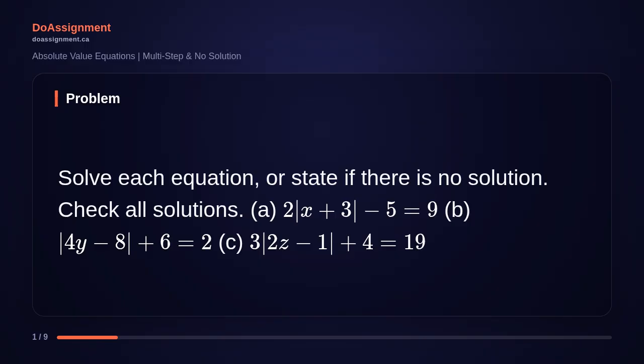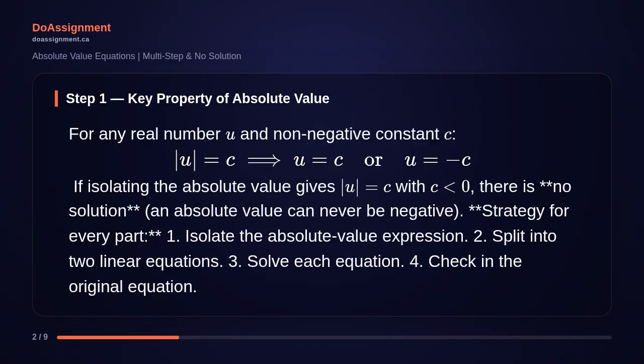Now let us work through the solution step by step. The key rule is, if the absolute value of u equals c, then u equals c or u equals negative c. But if c is negative, there is no solution because absolute values are always 0 or positive. Our strategy: isolate the absolute value, split into 2 equations, solve, then check.